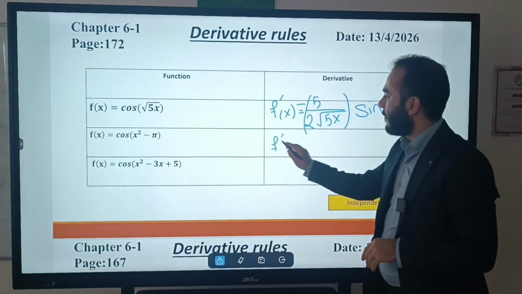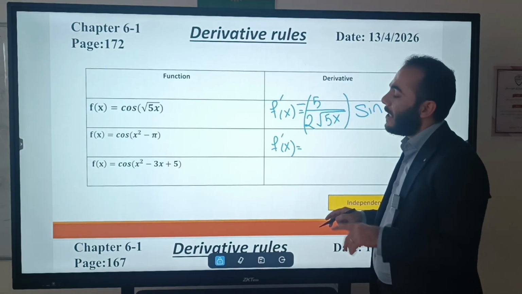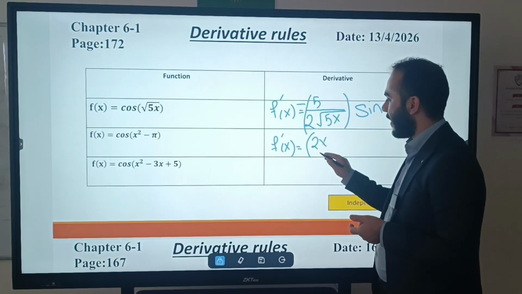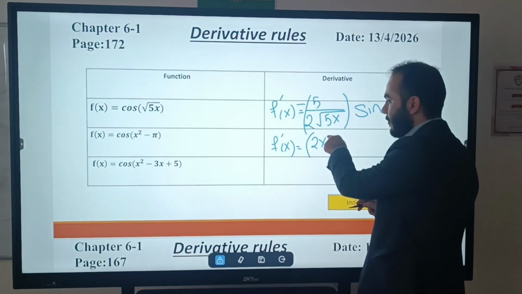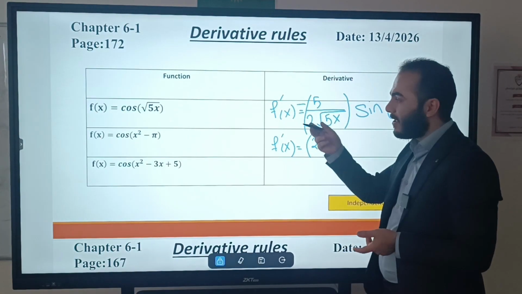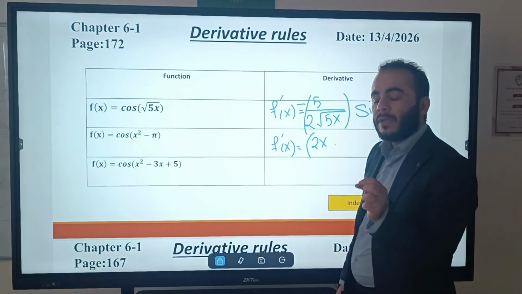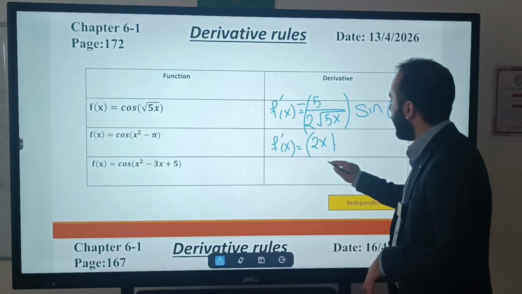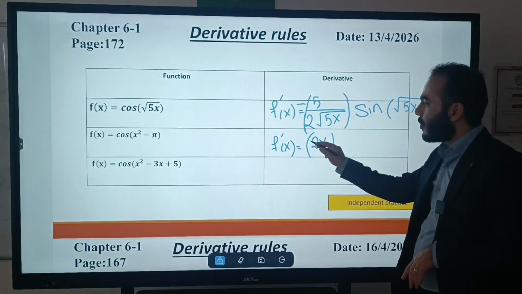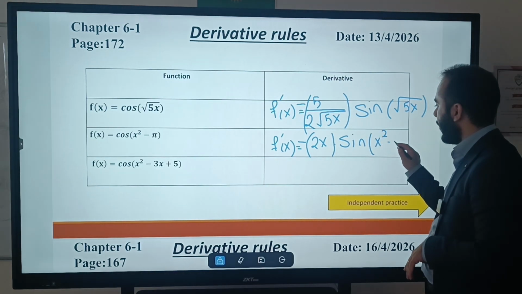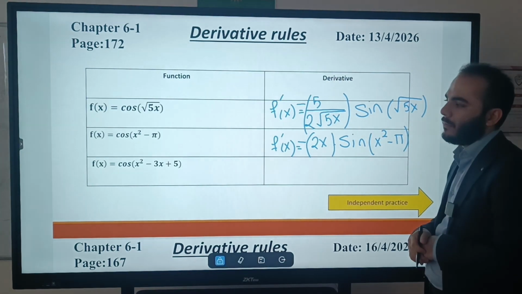The next one. F prime of x equals the derivative of inside the bracket: x squared, we have 2x, 2 comes down, x to the power of 1 less, so 2 minus 1 is 1. Minus the derivative of pi. My lovely student, the derivative of pi is 0. Why? Because pi is a number. So close the bracket. The derivative of cosine is minus sine, the same thing, x squared minus pi. Khalas.